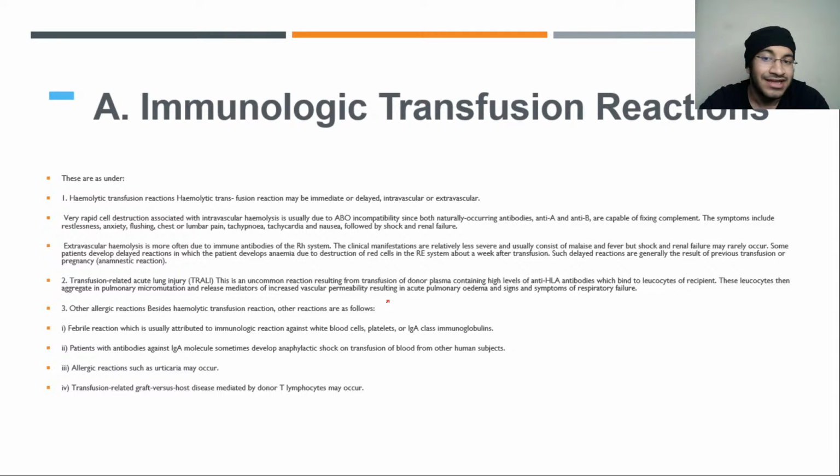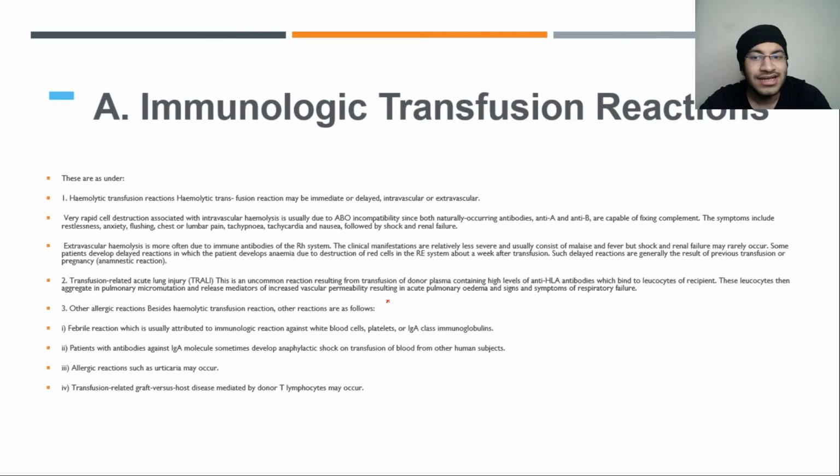Some patients develop delayed reactions in which the patient develops anemia due to the destruction of the red cells in the RE system or spleen about a week after transfusion. Such delayed reactions are generally the result of the previous transfusion or pregnancy.